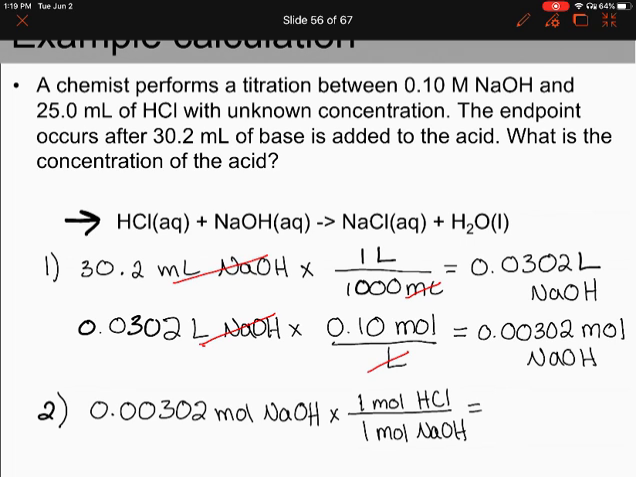All right, so super easy. Because base and acid react in a 1-to-1 ratio, we have the same number of moles of acid. Now that's not always true. Again, sometimes ratios might be 2-to-1, 1-to-2, etc. But in this case, it was super easy.